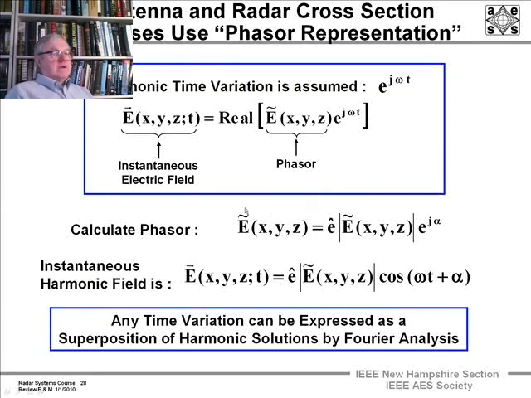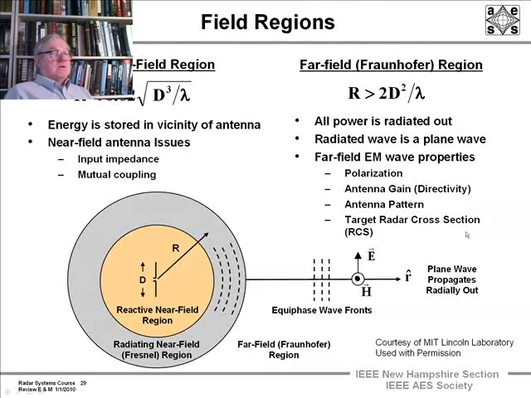And so if we have an instantaneous harmonic field, which is, say, the electric field as a function of x, y, z, and t, it can be described by a unit vector, and then this curly means the phasor, the magnitude of the phasor, and its phase, a complex number. And here's the representation of the phasor. The complex electric field is a unit vector in its direction times the magnitude times the phase. So any time variation can be expressed as a superposition of harmonic solutions by Fourier analysis.